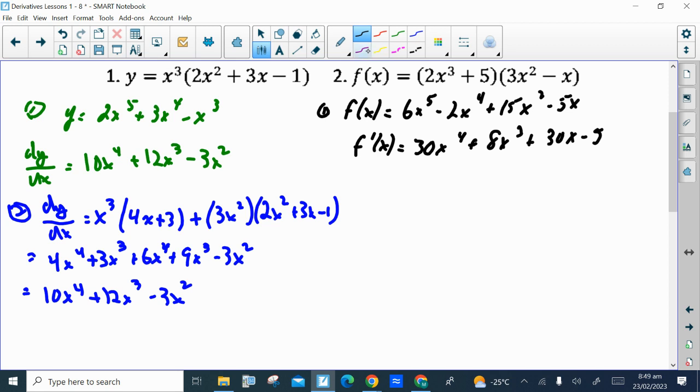So that would be doing it the first way. Simplifying the expression first and then taking the derivative of each term. Right, and what would it look like if we use the product law?